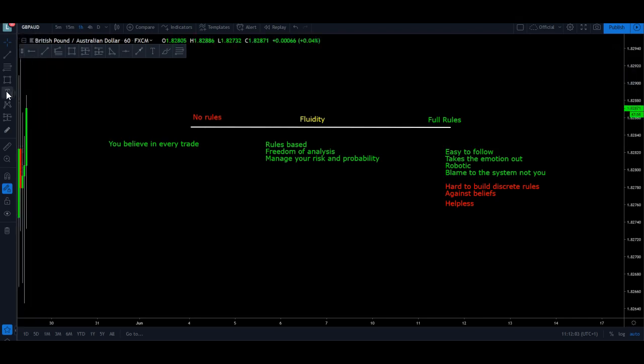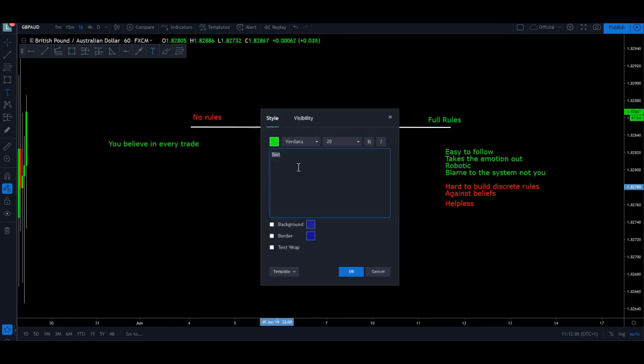Now the cons of it is discretion takes time. I think that's one.